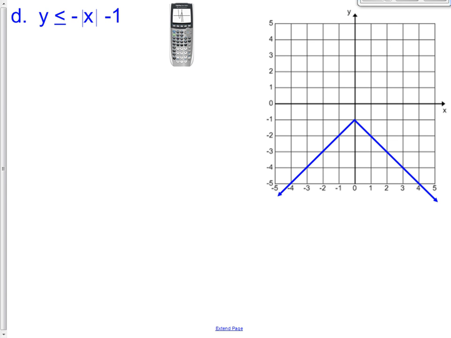Problem letter D, this time, we have a negative sign in front of the absolute value, so that's going to make the graph open down. And we also have a -1 on the outside of the absolute value. We learned on the last problem, when it's outside the absolute value, it shifts it up and down. Notice what happened on this one, which I did wrong.